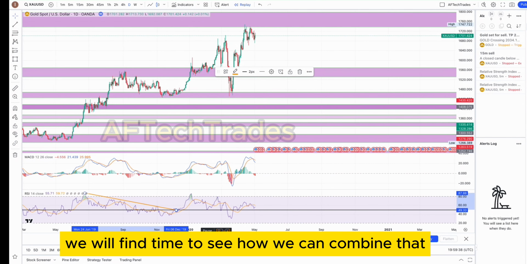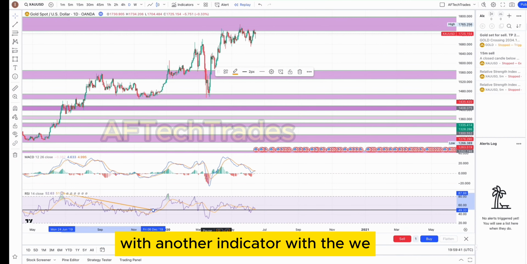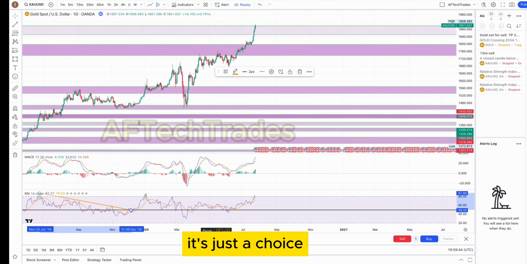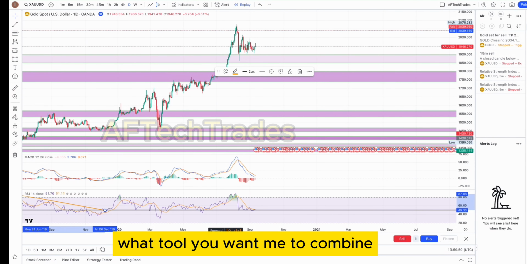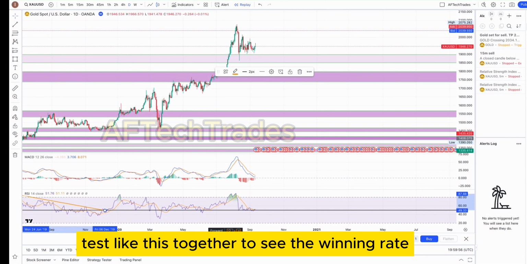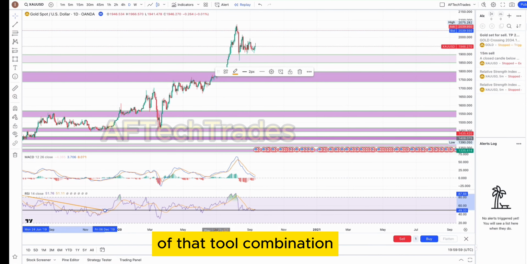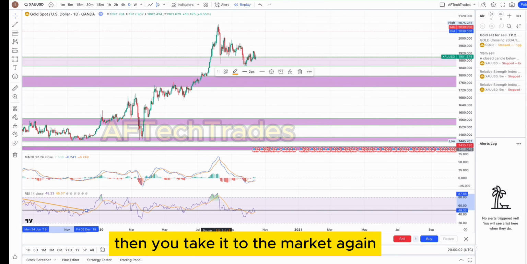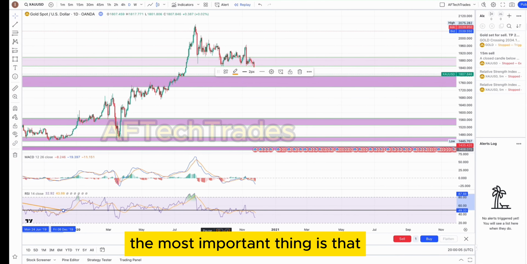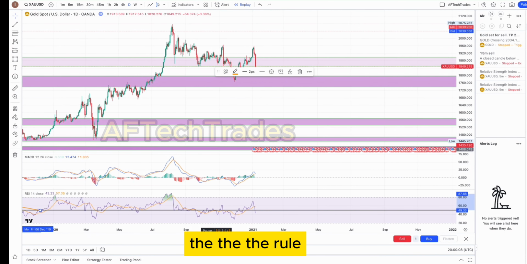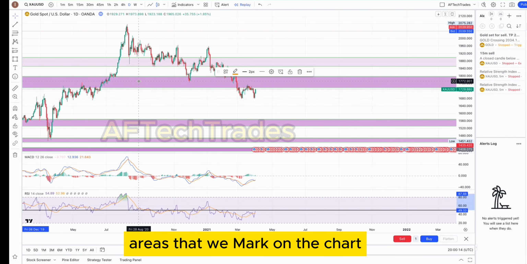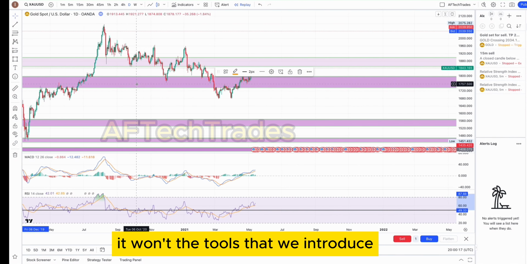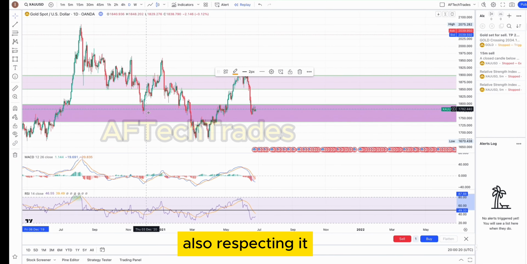This again, we will find time to see how we can combine that with another indicator. It's just a choice. If you go to the comment section and drop what tool you want me to combine, then we do a live demo test like this together to see the winning rate, backtesting to see the winning rate of that tool combination, then you take it to the market again. The most important thing is that the practicals we're doing are respecting not only our key areas that we mark on the chart, even the tools that we introduce, this is how to use this tool, is also respecting it.